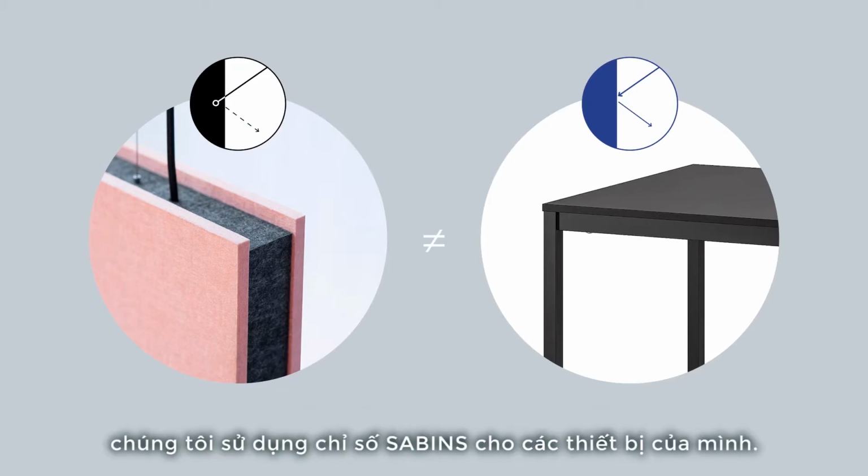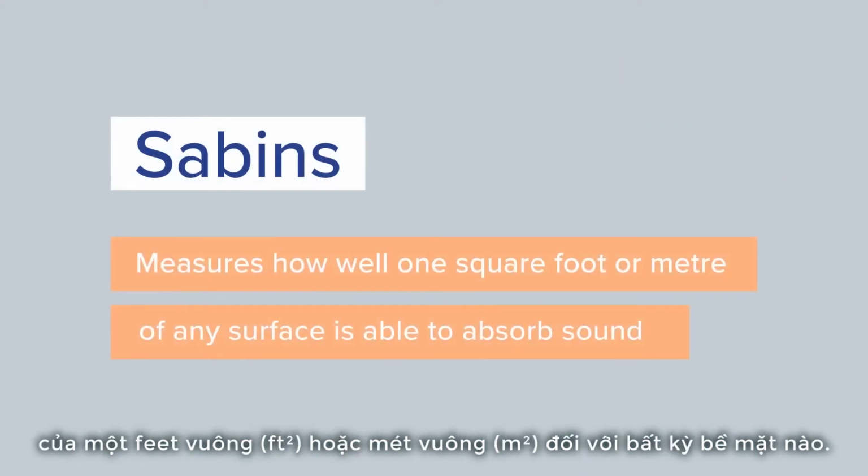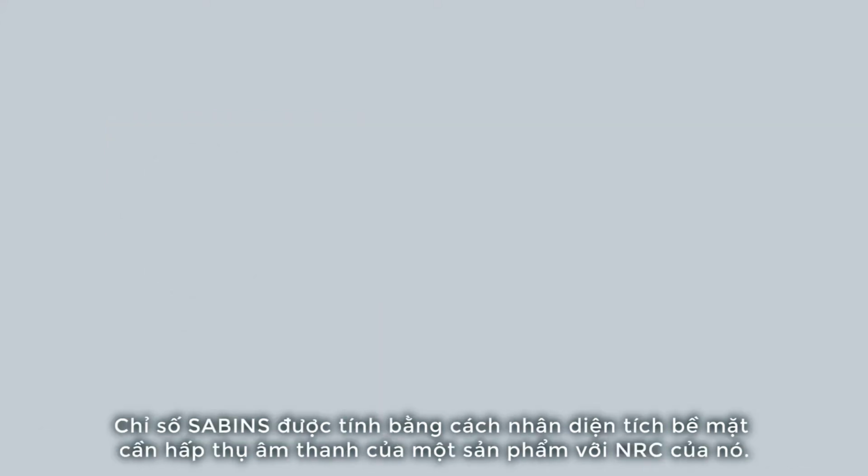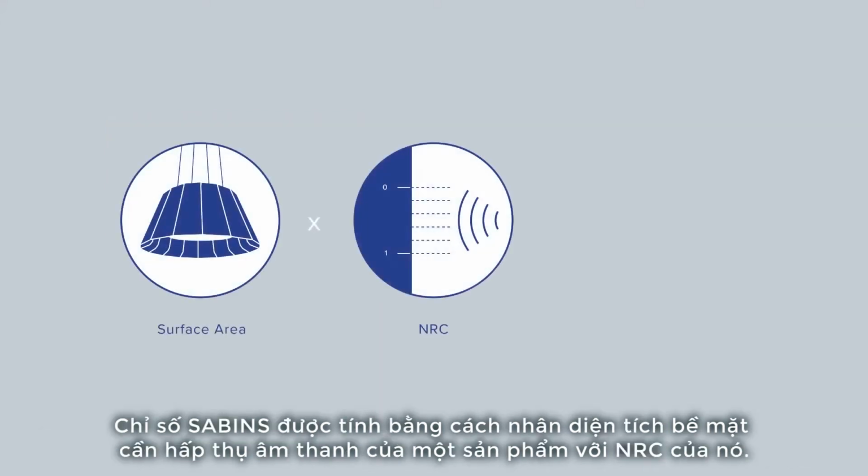So at Luxxbox, we use the Sabin value of a fixture. In effect, the Sabin value measures how well 1 square foot or metre of any surface is able to absorb sound. You calculate Sabins by multiplying the sound-absorbing surface area of a product with its NRC.